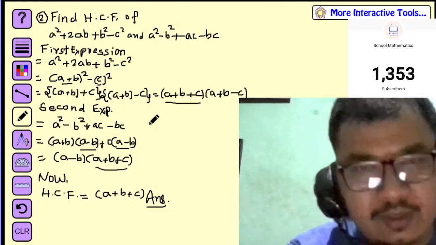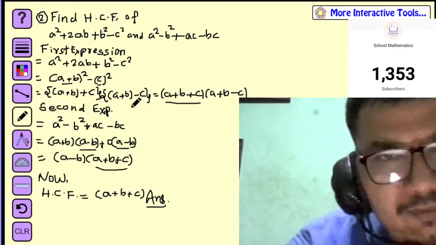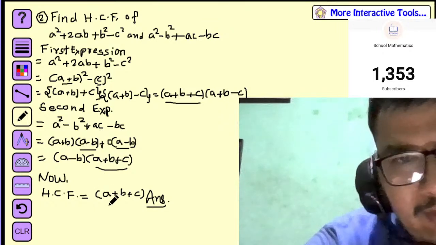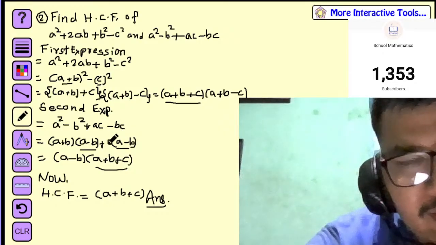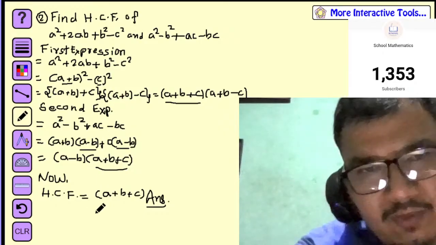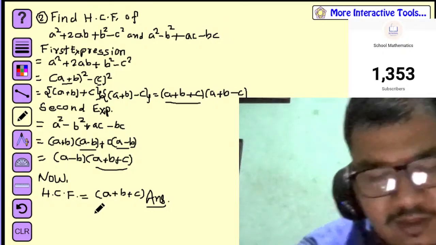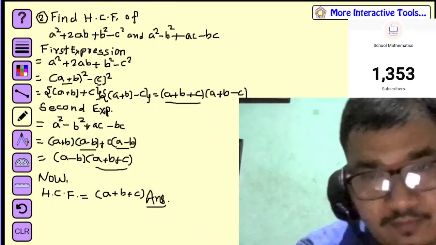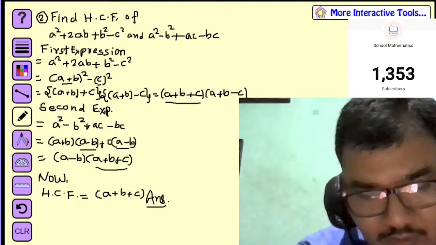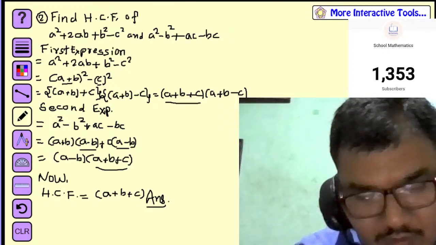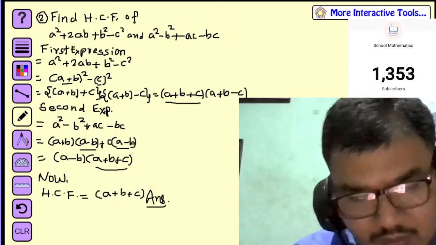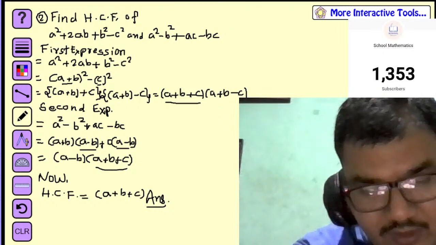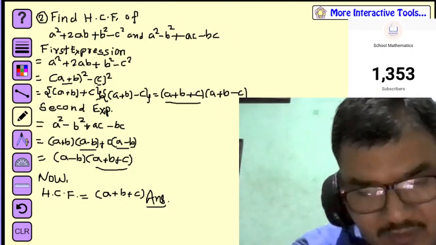I hope you understood this, okay, how to find the factors, and after finding factors, what type of factor is taken as the HCF: which is common in all the expressions. That common factor is the HCF, highest common factor, okay. I hope you understood this. If there is any difficulty regarding the HCF LCM of these algebraic expressions, you can ask me.